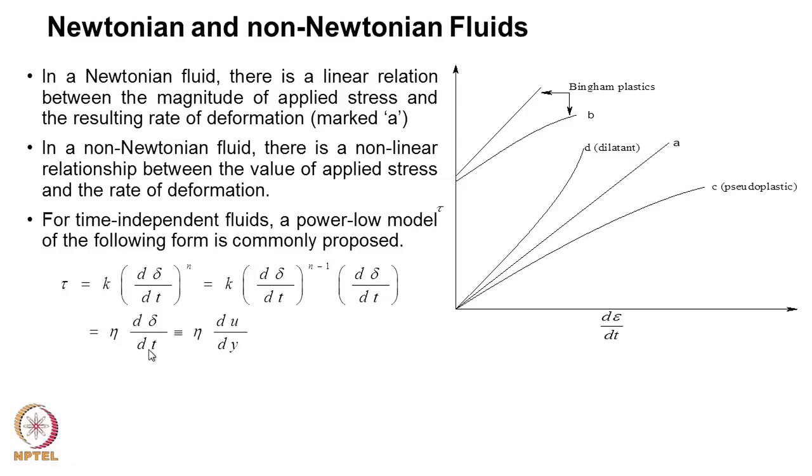Then d by dt of the remaining term, delta, is related to strain, du by dy, this is velocity strain. This is because in general for Newtonian fluid we write tau equal to mu into dou u by dou y, or du by dy. So, for non-Newtonian fluid also we would like to have a similar expression, and that is written here as eta into du by dy. The difference here is eta is apparent viscosity, and mu is another viscosity.